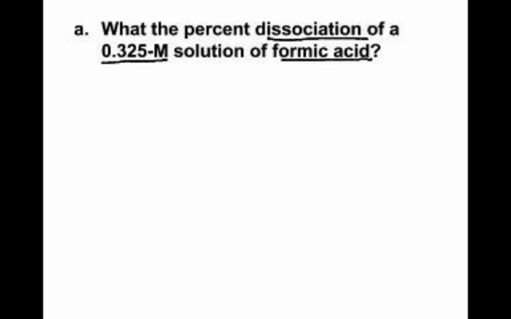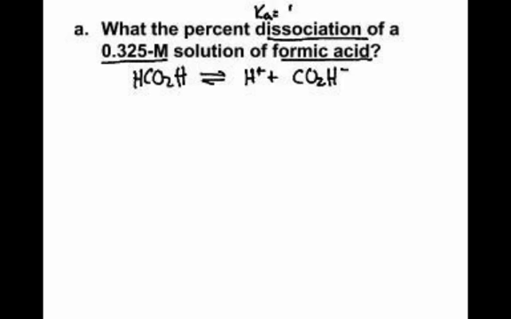Formic acid is HC... we'll figure it out. Hold on. Formic acid is HCO2H. Probably should have given that. Okay, but HCO2H then dissociates into H positive plus CO2H negative. And the Ka, what was the Ka, Mr. Sams? 1.8 times 10 to the negative 4. Similar to the last one, but 10 to the minus 4th instead of 5th.